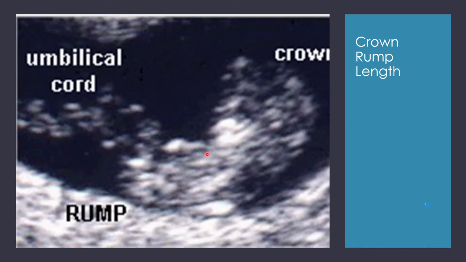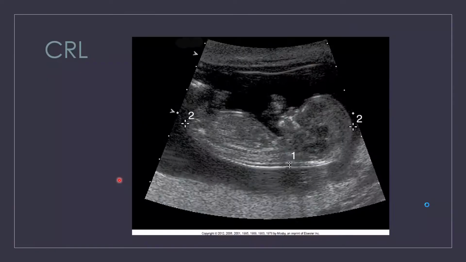So this is a magnified image. This is the head right here. This is the bottom, the rump. And then this umbilical cord looks massive, but it's just because the baby's so small, okay? It's not small on the screen, but it's small in the body. So if we were doing a measurement, we would place a caliper right here, and then also right here, and that would give us a crown rump length.